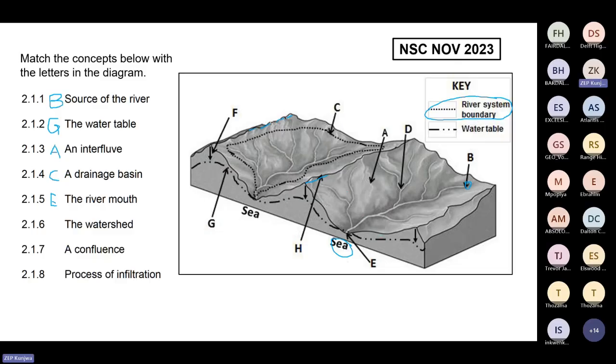And then you have 217, a confluence. It's a point where two streams are meeting. One stream and one stream, they're meeting there. So D is pointing at the confluence there. So we have D.